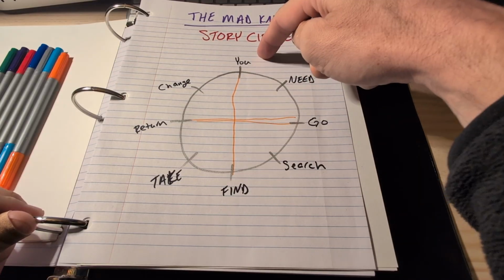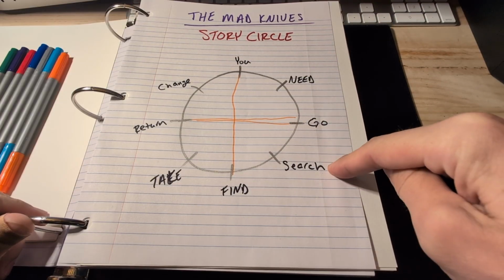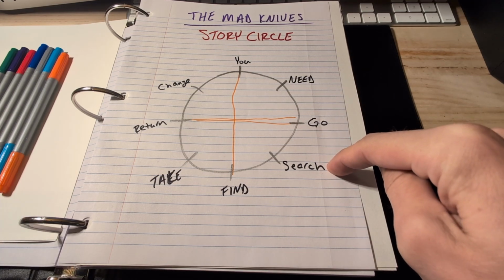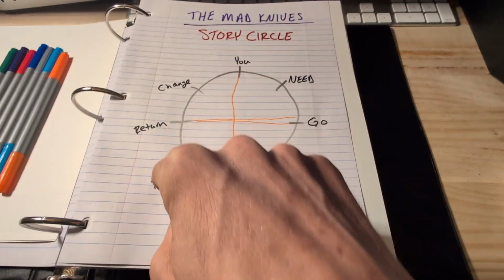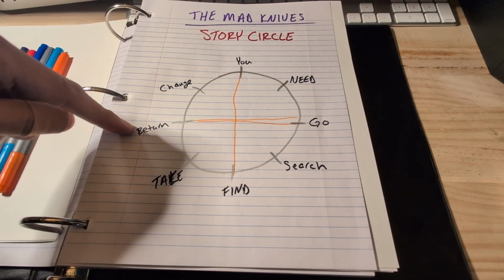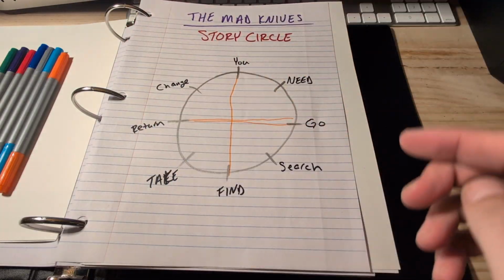You, the normal world, need something, go to find it, search for it. Sometimes this search includes gaining new skills or meeting new teammates. Find the thing that you are looking for, take it, whatever is involved in taking it, and at the same time generally pay a heavy price. Return, the journey home to your original setting, having changed from the experiences in the circle. That's the basics. So let's talk about how this maps onto The Mad Knives.